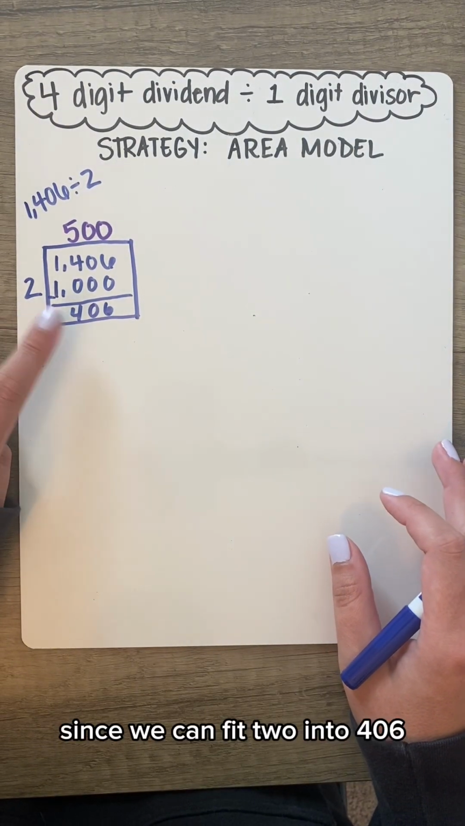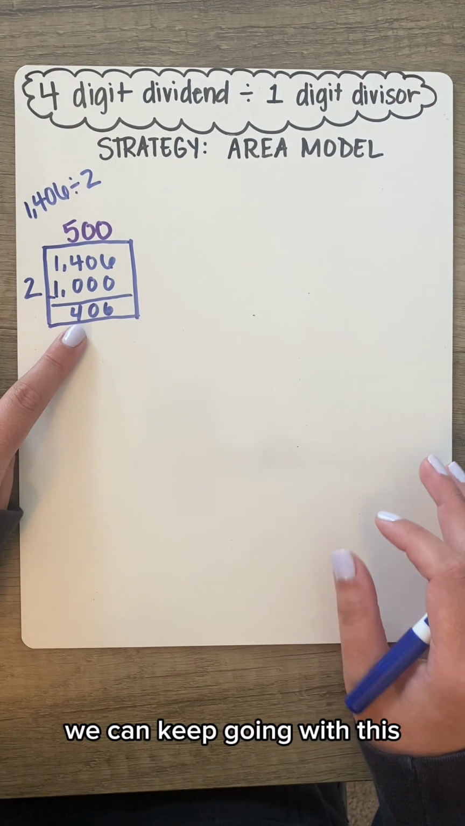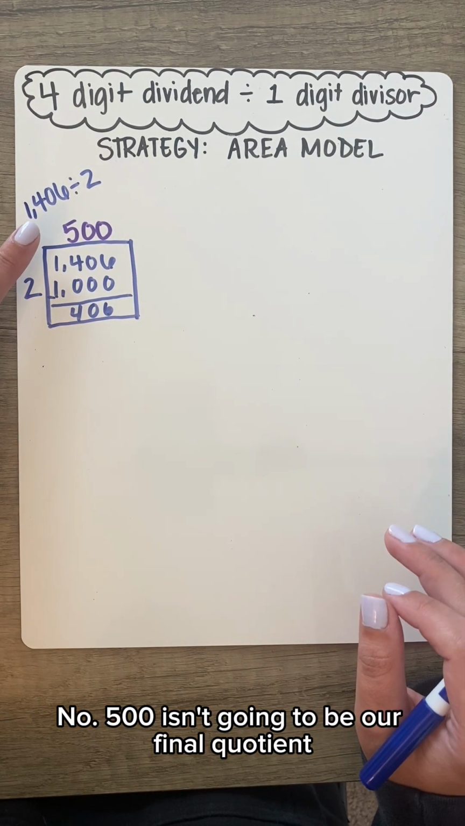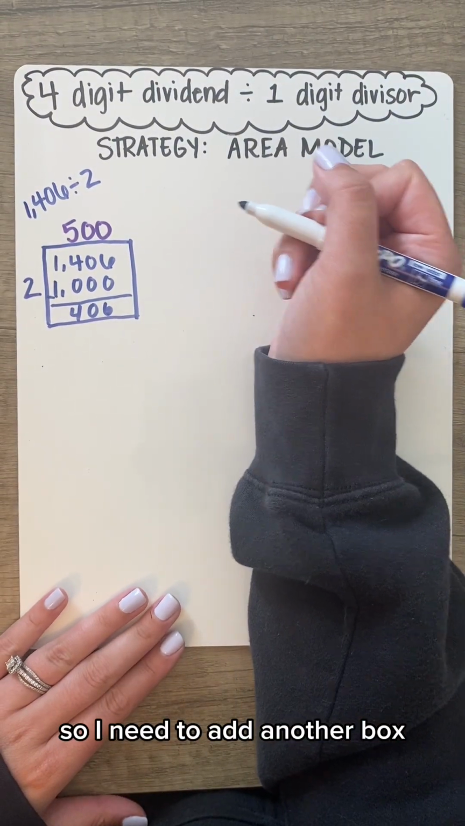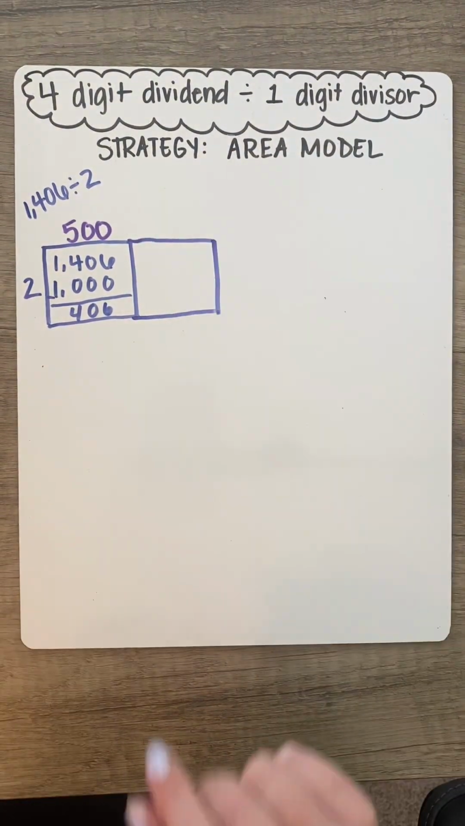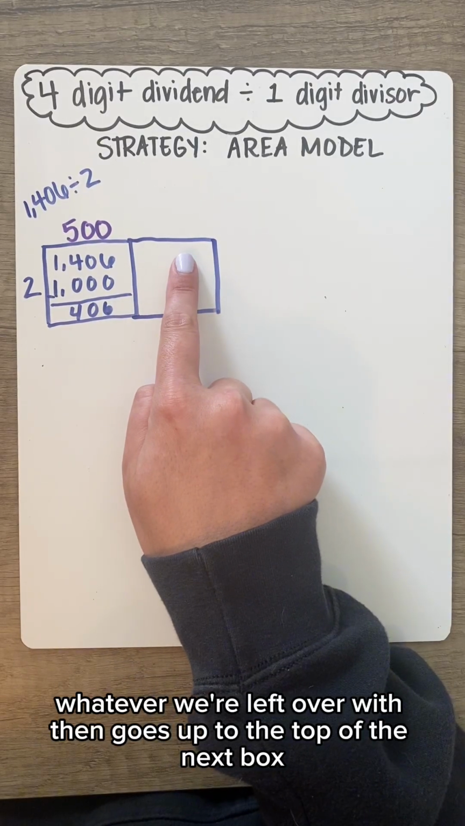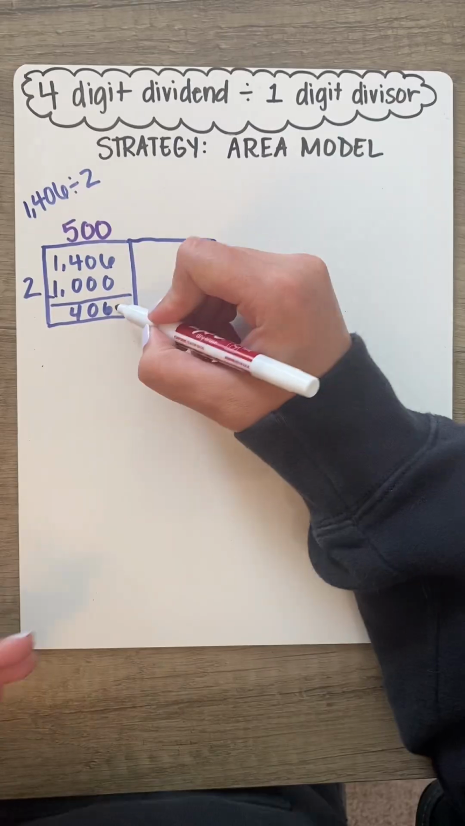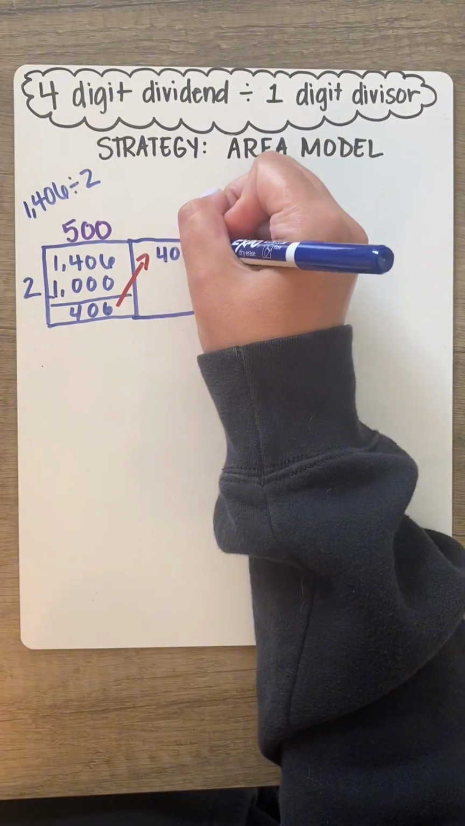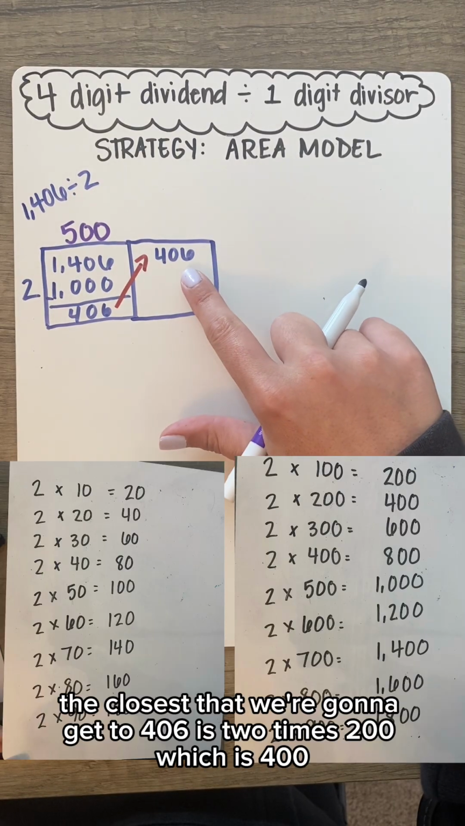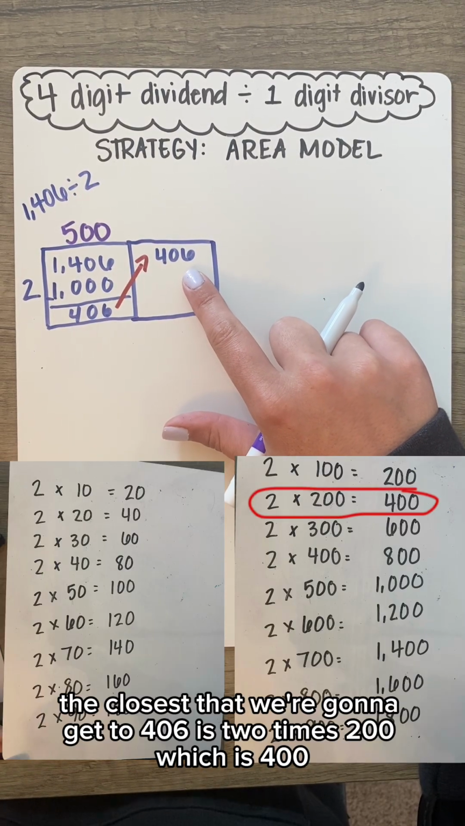Since we can fit 2 into 406, we can keep going with this number. 500 isn't going to be our final quotient, so I need to add another box. Whatever we're left over with then goes up to the top of the next box and we start over again. Using mental math strategies, the closest that we're going to get to 406 is 2 times 200, which is 400.